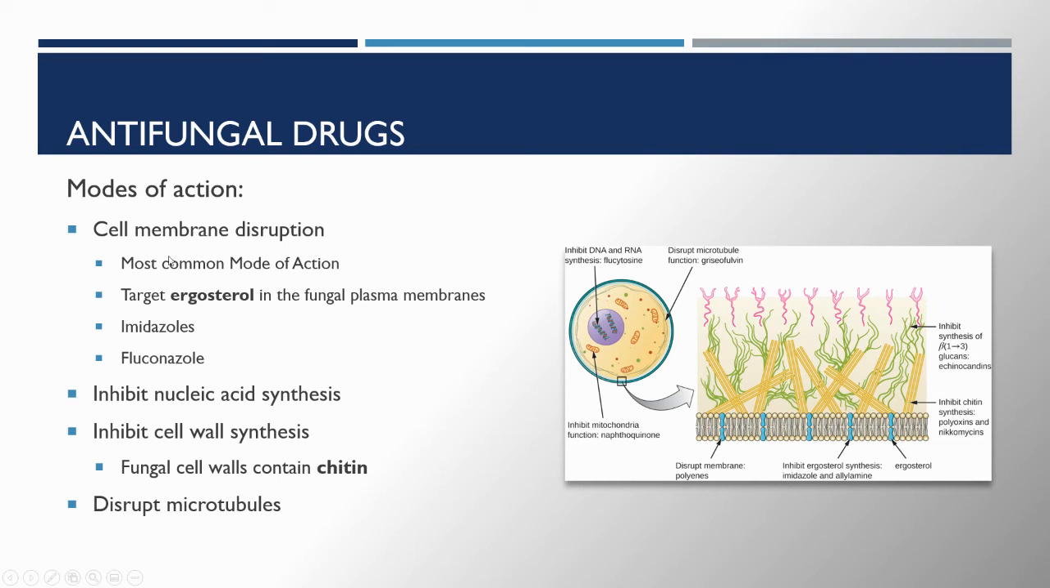So we can disrupt the membrane on fungus because the sterol that's part of their membrane is different from ours. We have cholesterol in our membranes that is used to maintain the consistency of our membrane. Fungus have ergosterol. So we can target that ergosterol in the plasma membrane. We can inhibit nucleic acid synthesis. Again, we have similar enzymes involved in these processes, DNA polymerase and RNA polymerase, but they're slightly different versions of it, so we can target that.